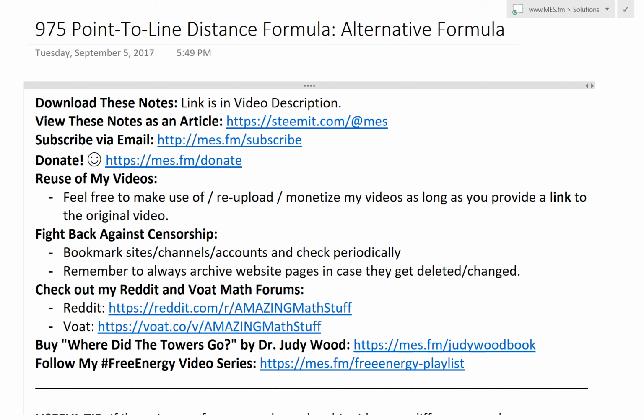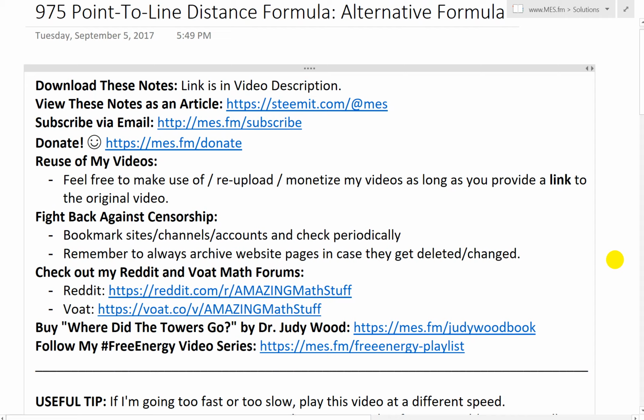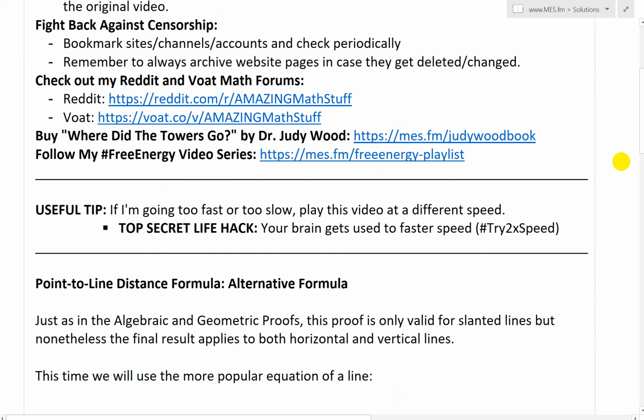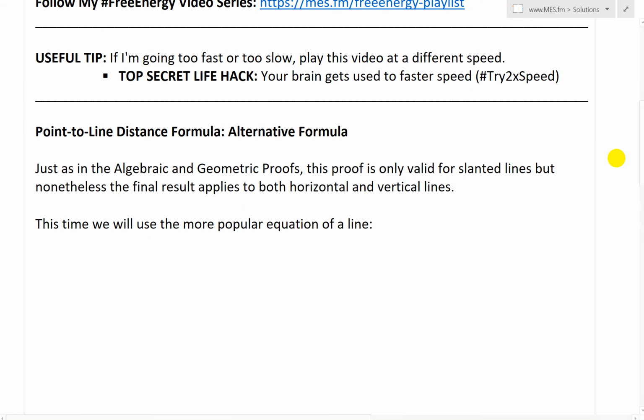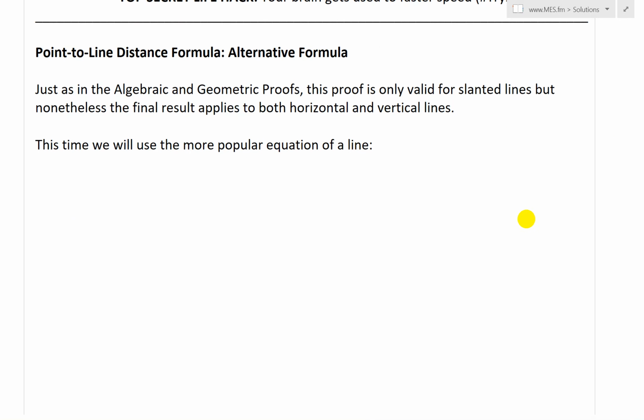Time to discuss further the point to line distance formula, and now look at yet another derivation. This one, I'll call an alternative formula. The formula looks different, but it's still nonetheless the same. You just have to reword it later on, but it's a very interesting formula, and we'll just jump right in.